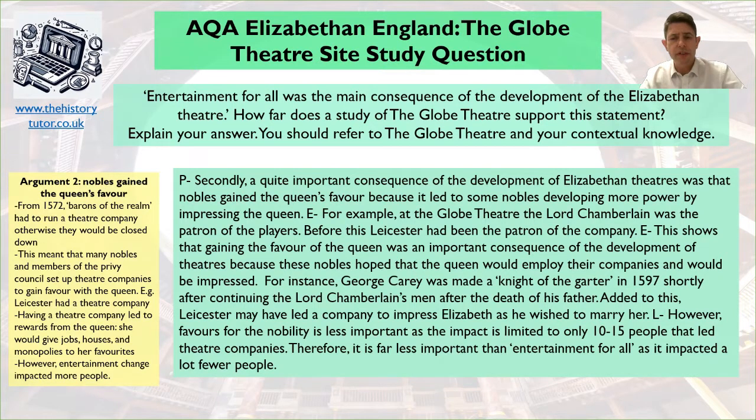So for example, the Globe Theatre, Lord Chamberlain was the patron of the players. Before this, Leicester had been a patron of the company. This shows that gaining the Queen's favour was an important consequence of the development of theatres because these nobles hoped that the Queen would employ their companies and would be impressed, companies of players I mean there. For instance, George Carey was made a Knight of the Garter in 1597, shortly after continuing the Lord Chamberlain's men after the death of his father. Added this, Leicester may have led a company to impress the Queen as he wished to marry her.